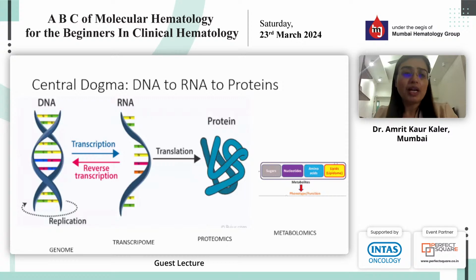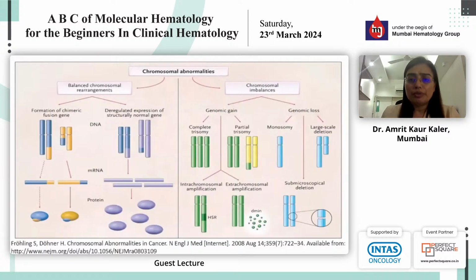I will first explain the central dogma. I think we have all learned in our 12th standard that DNA is converted into RNA, and this process is known as transcription, and then the RNA is translated into proteins. Now the term metabolomics has come based on the breakdown of the proteins that are formed, like sugars and nucleotides. The conversion of RNA to DNA is known as reverse transcription. So this is the basic central dogma of any genomics, whether it is solid tumors or hematological malignancies.